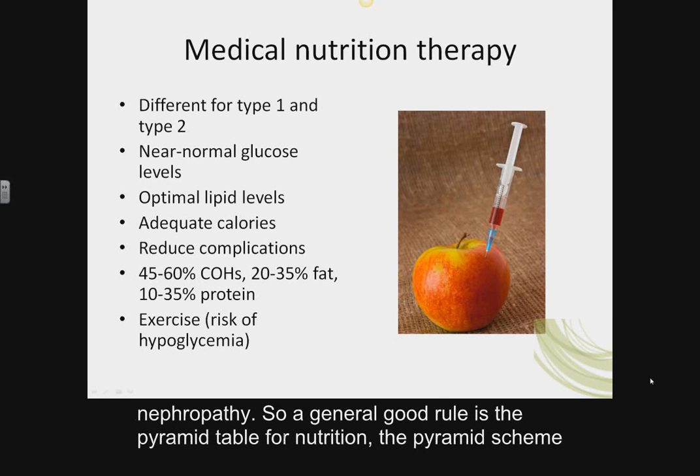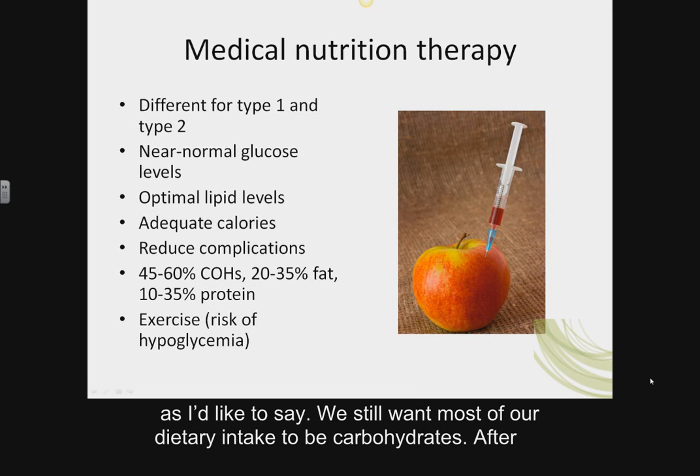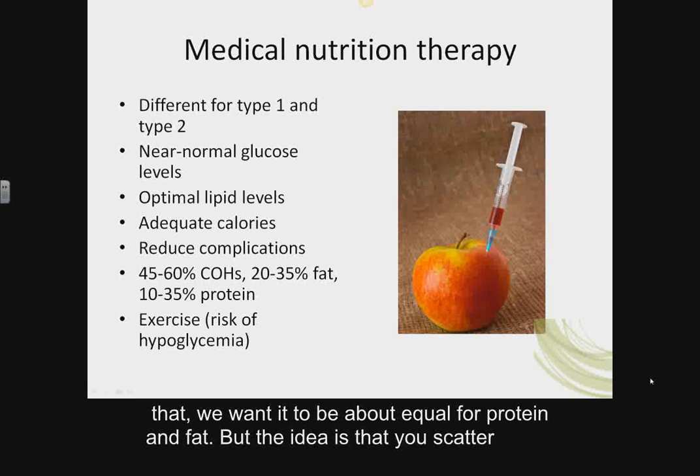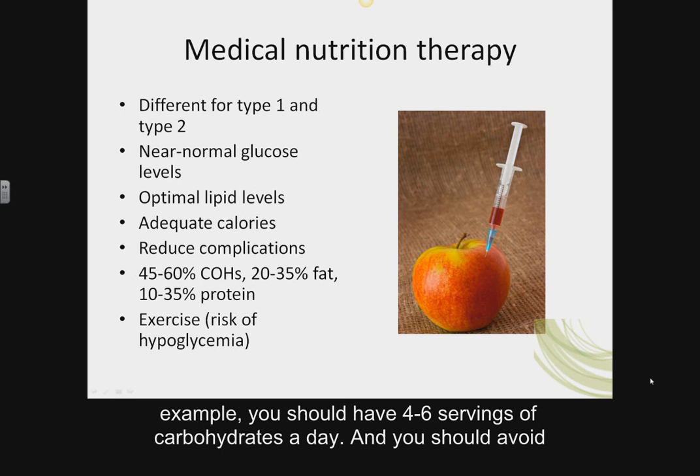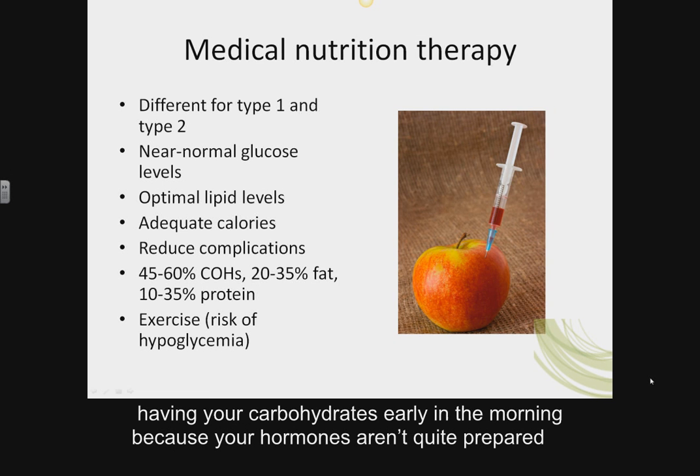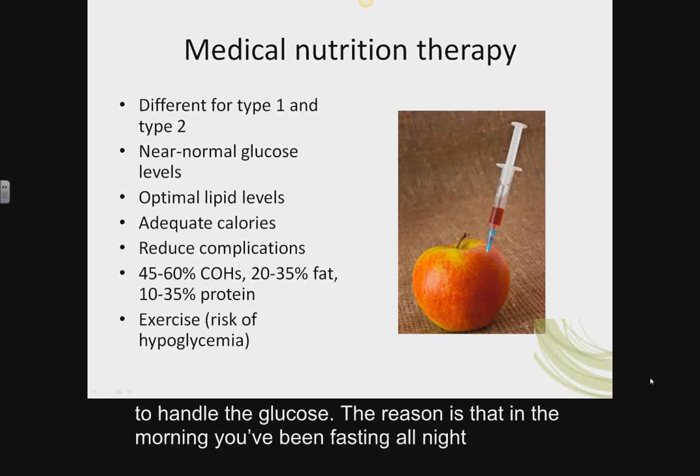So a good general rule is the pyramid table for nutrition. The pyramid scheme, as I like to say. We still want most of our dietary intake to be carbs. After that, we want it to be about equal for protein and fat. But the idea is that you scatter your servings of carbohydrate throughout the day and not just have them all at once. For example, you should have about 4 to 6 servings of carbs a day, and you should avoid having your carbohydrates early in the morning because your hormones aren't quite prepared to handle the glucose.